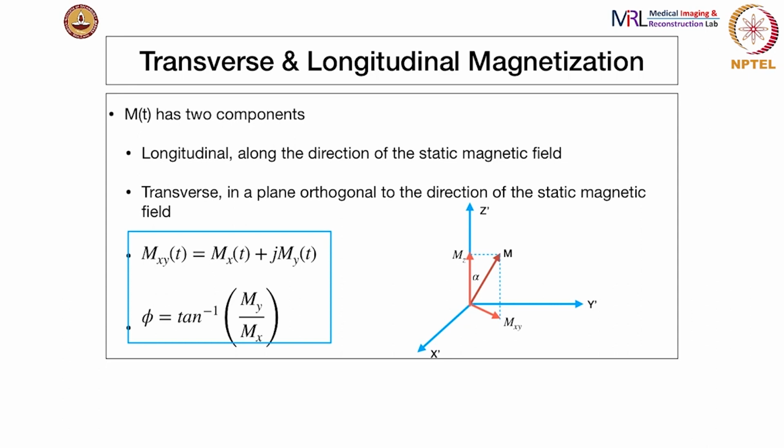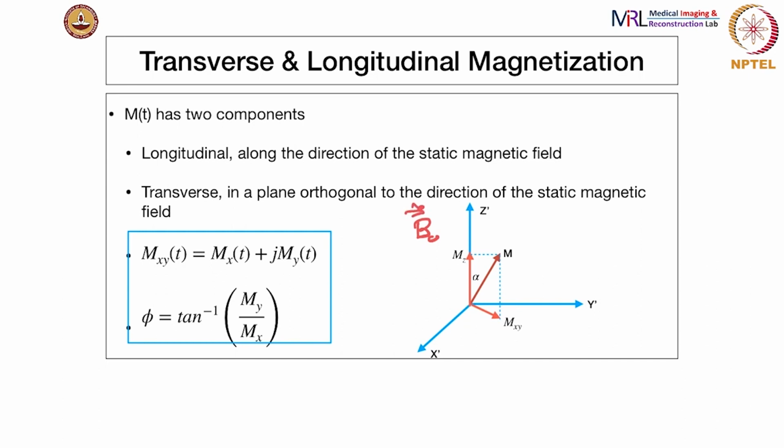We can think of them as having two components. One is the longitudinal component, which is along the direction of the static magnetic field. Remember, the direction of the static magnetic field we said will typically be along B0. That is, the B0 direction is also taken as the Z axis. Typically, that's how it is, right?